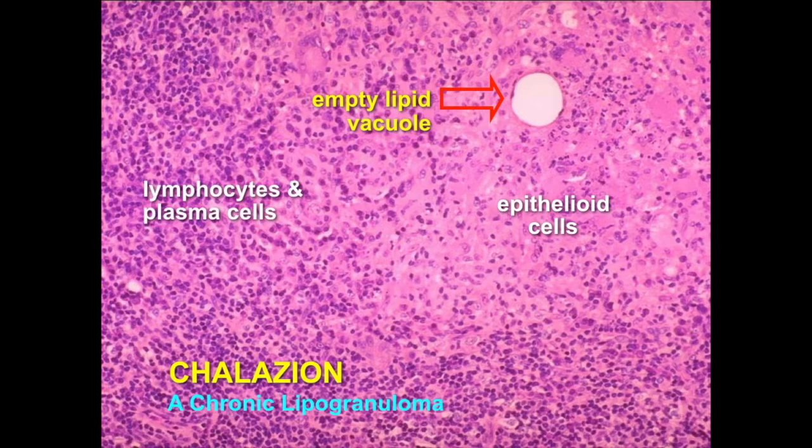A good reason to examine them histopathologically is that occasionally malignant tumors like sebaceous gland carcinoma can mimic chalazions clinically.